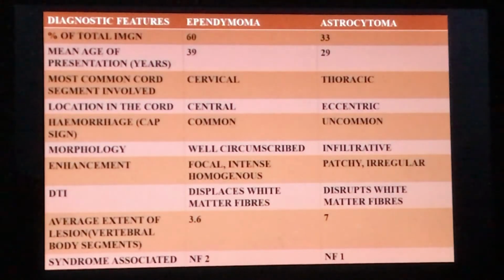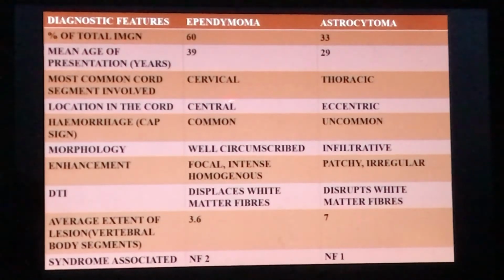Now, the main differentiating features between ependymoma and astrocytoma. What are the diagnostic features and how can we differentiate them on imaging? So, ependymomas constitute about 60% of intramedullary spinal cord neoplasms, and astrocytomas constitute about 33% of them. Mean age of presentation of ependymoma is around 39 and astrocytoma is about 29.